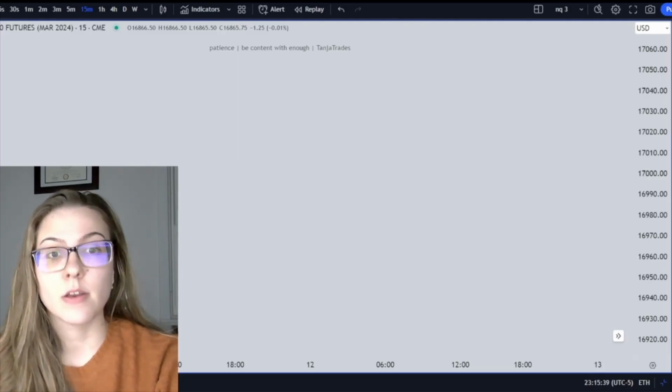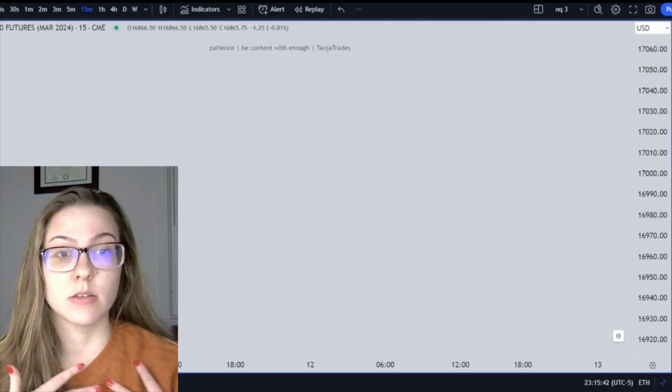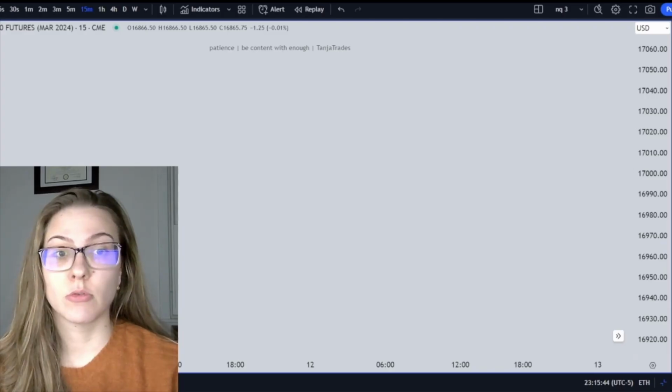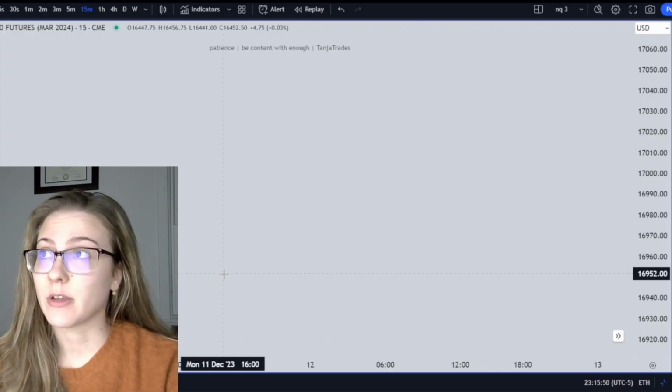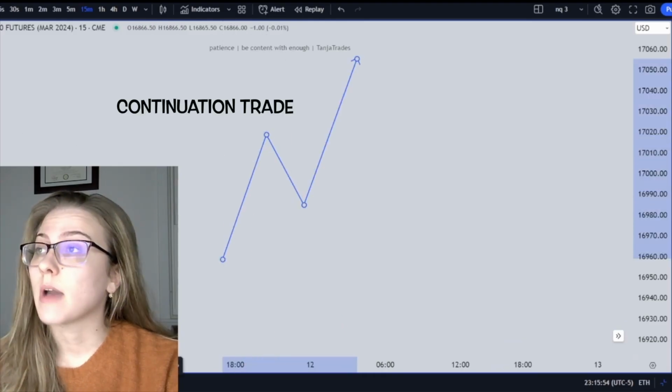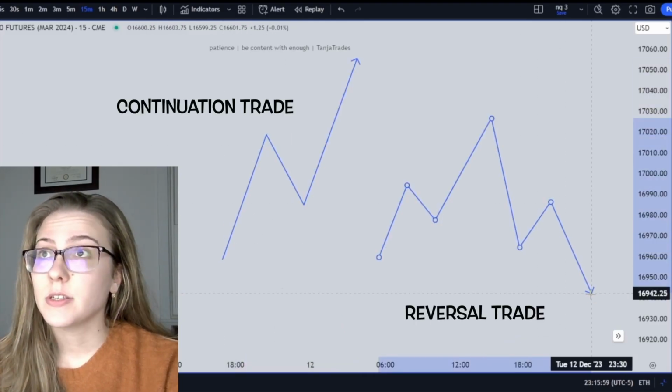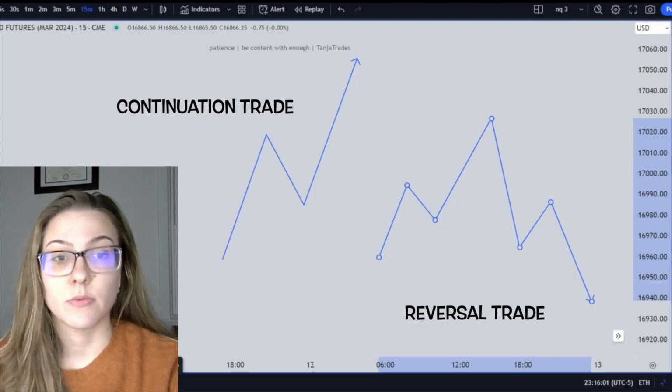So I've been getting a lot of requests for me to explain my strategy, so I'm just going to get right into it. Basically, you have two kinds of trades, right? You have a continuation trade or you have a reversal trade. I approach these two different kinds of trades differently.